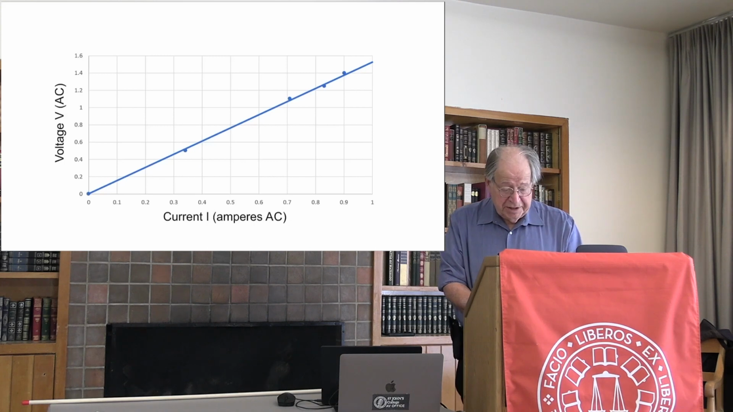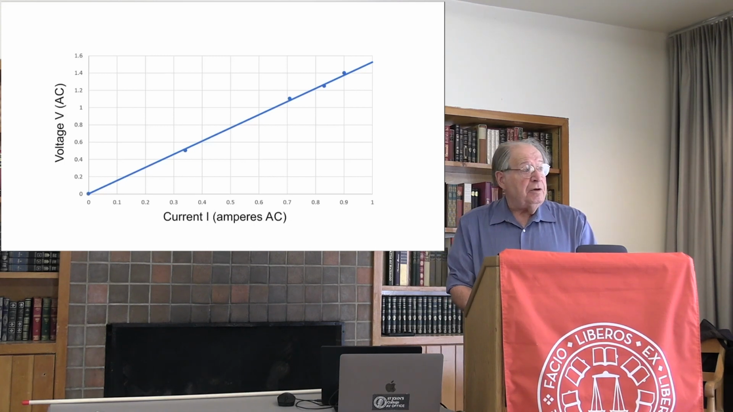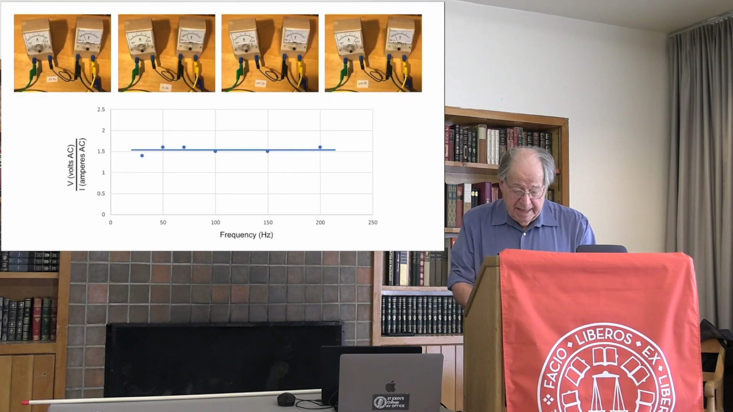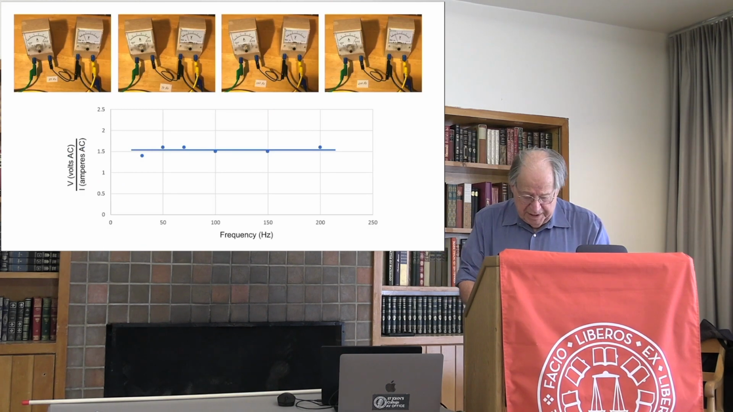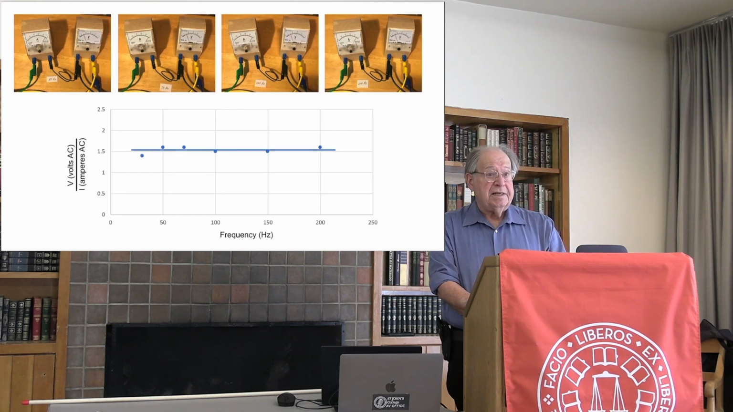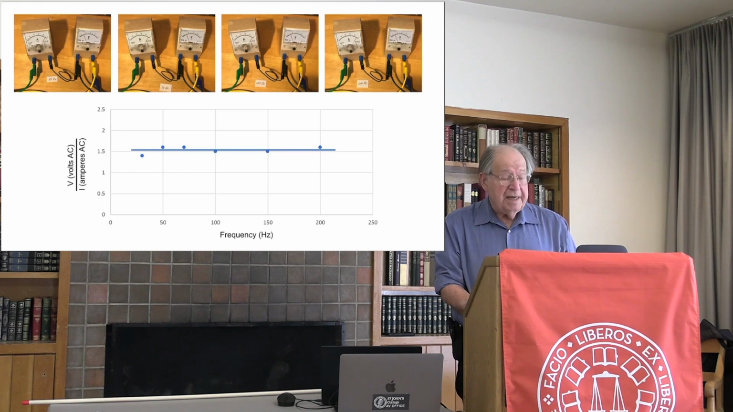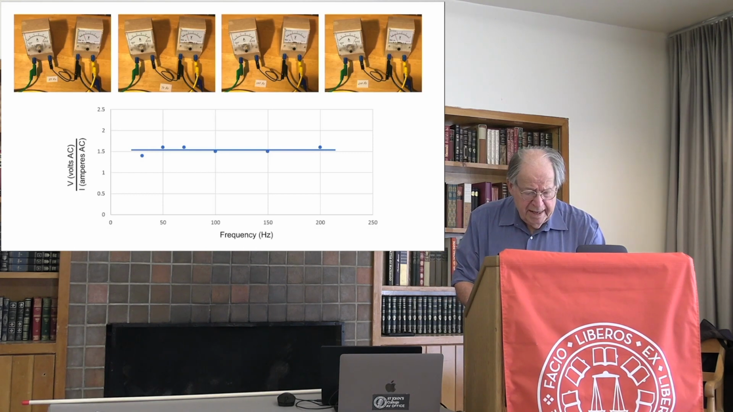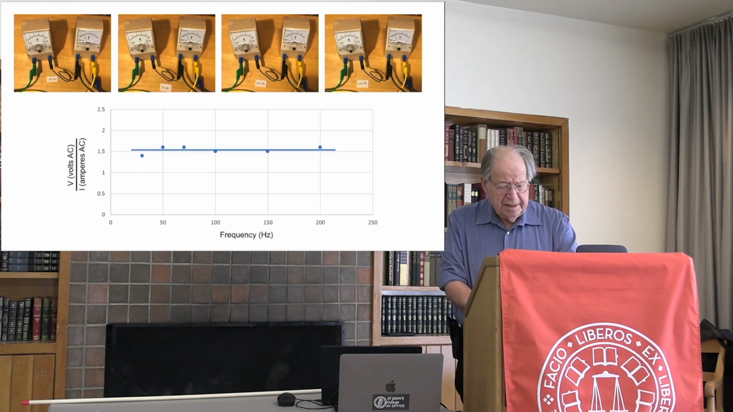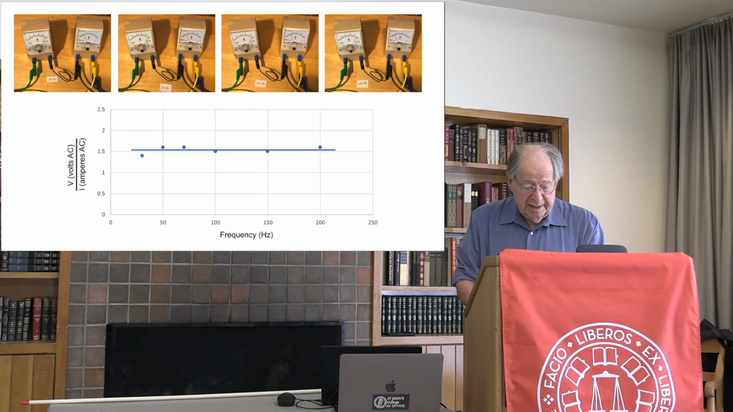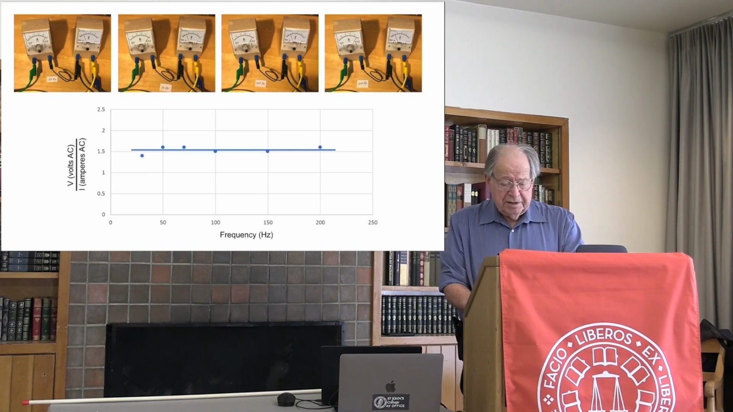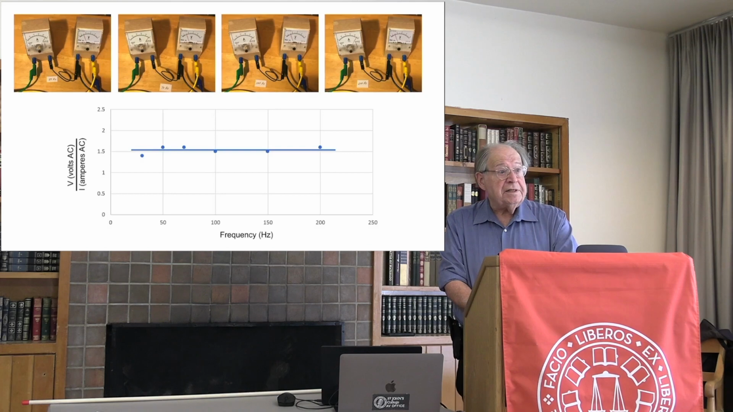But these measurements were made at a definite frequency of alternating current. Will the resistance be the same at other frequencies? Here are 4 of 7 measurements I made over a frequency range between 30 and 200 cycles per second. Modern terminology would say 30 to 200 hertz. When all 7 measurements are graphed, the horizontal line shows that the ratio of voltage to current is indeed the same throughout the range of frequencies. Evidently, the resistance of a conductor to alternating current is indifferent to frequency.